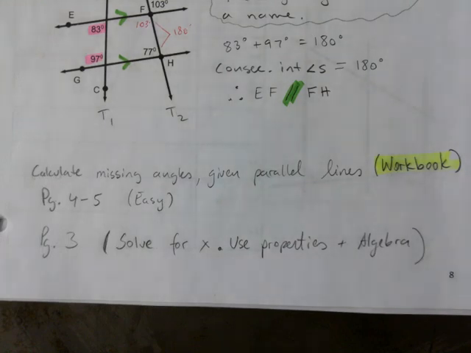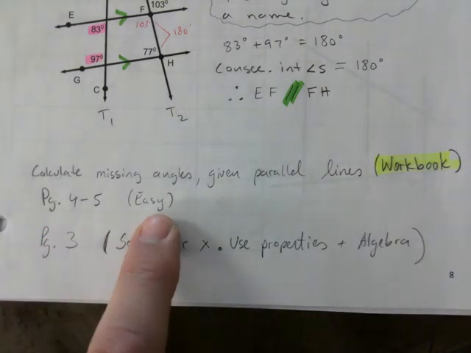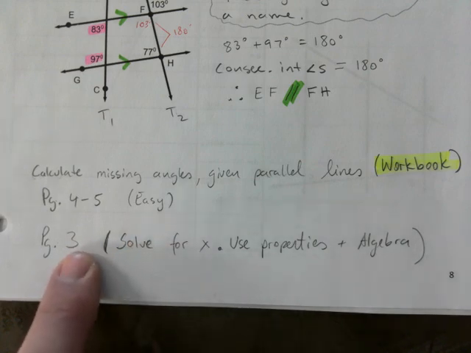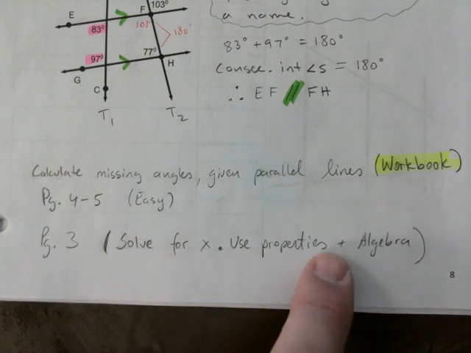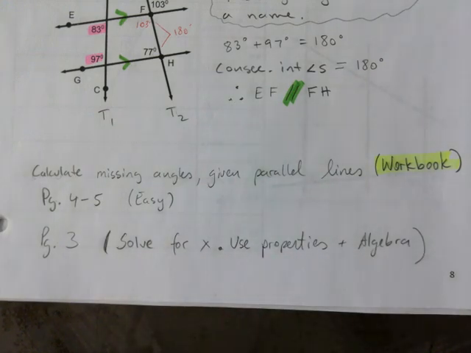Is it textbook? What is it? So 4 to 5, those are what I call easy ones. And then page 3, we'll solve for x and then use properties plus algebra to solve for angle. So I'm going to pause here for a bit and give you a chance to practice this in class before we move on.